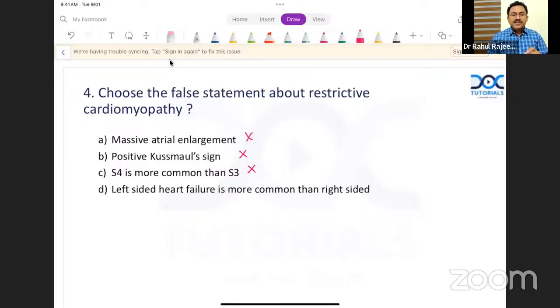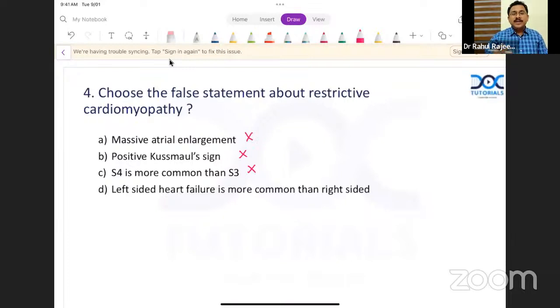Now, option D, left-sided heart failure is more common than right-sided. Remember, all sorts of cardiomyopathy, be it dilated cardiomyopathy, hypertrophic cardiomyopathy, and even restrictive cardiomyopathy, often present with exertional intolerance, usually as the first symptom. One thing you have got to notice is that in hypertrophic cardiomyopathy and dilated cardiomyopathy, it is usually a left-sided heart failure that occurs first before the right-sided heart failure. And what is the exception? It is restrictive cardiomyopathy. In restrictive cardiomyopathy, the patient often has features of right-sided heart failure first.